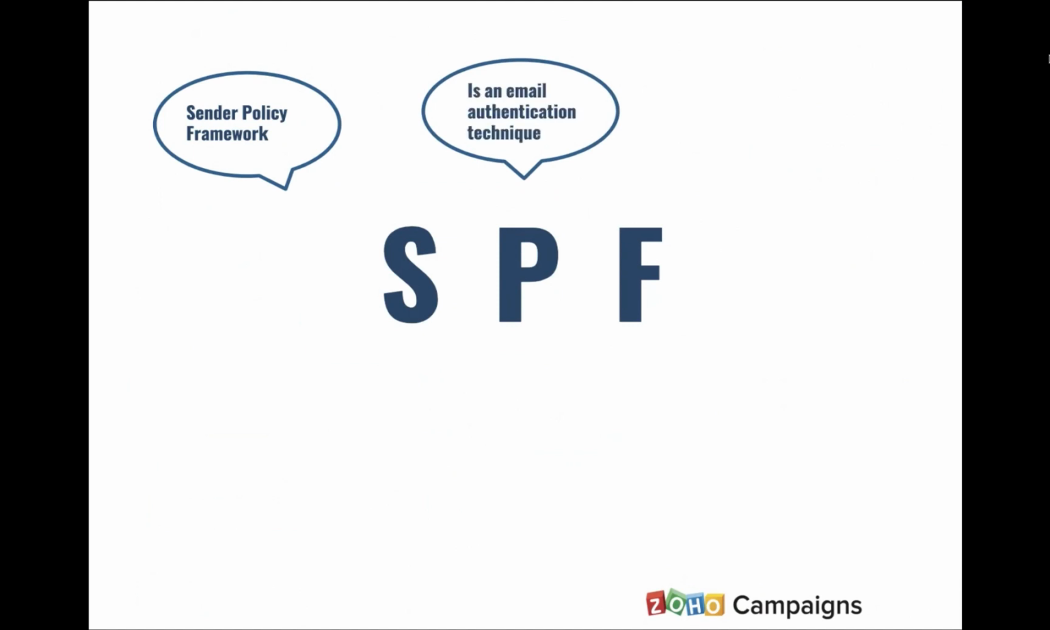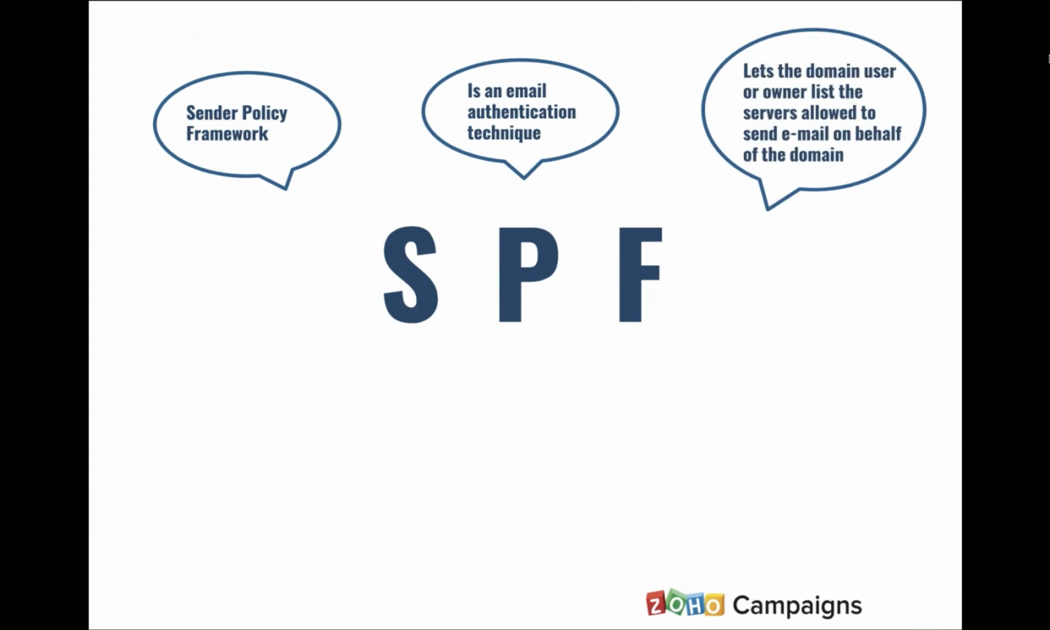It's an email authentication technique. It lets the domain user or owner list those servers which are allowed to send email on behalf of the domain. In this case, the domain user says which IP addresses are allowed to send email, and it's seen whether this IP address and the domain that are matched with each other are all right or not. If they are found to be all right by the recipient ISPs, then only the emails are allowed to enter the inbox.